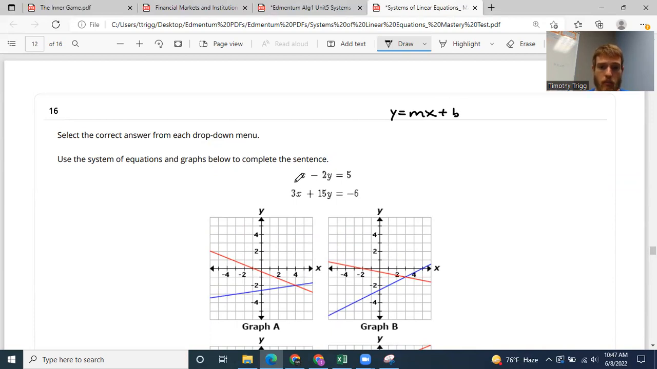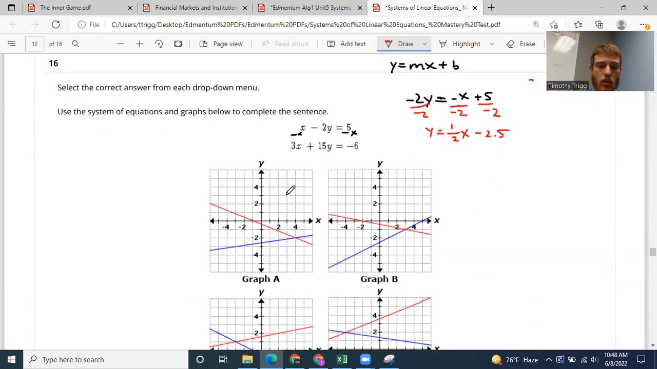So the first thing I would do is subtract x on both sides of the equation. So that'll give me negative 2y equals negative x plus 5. Then divide both sides of the equation by negative 2 in order to get y by itself. So that'll give me y equals negative over negative, that makes positive 1/2 x. And then this is negative 2.5.